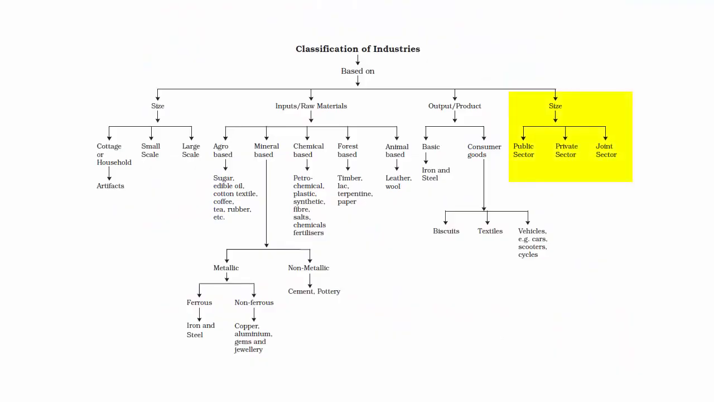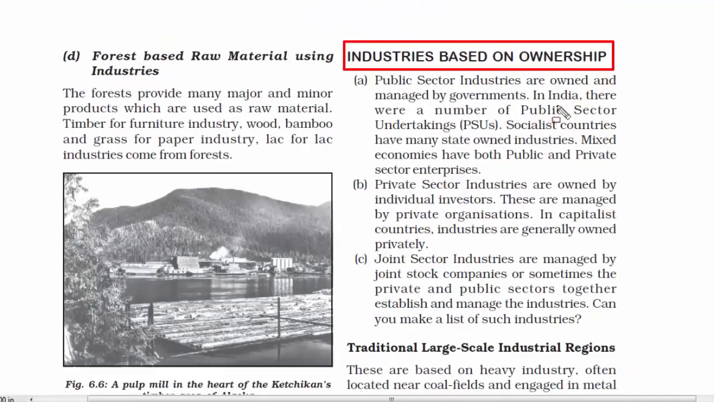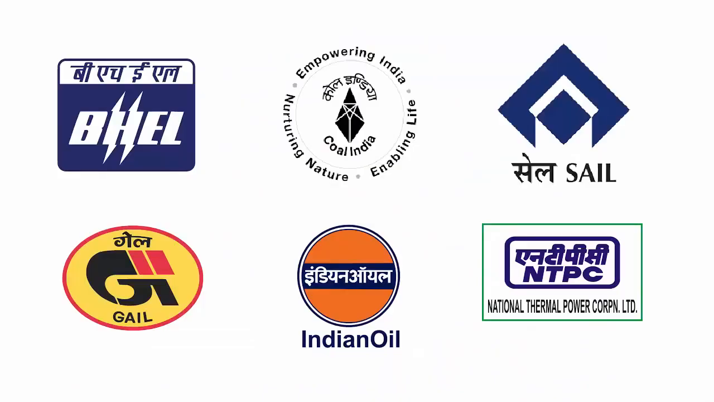Now we have industries based on ownership. The first one is public sector industries. Government is the owner of these industries. They are also known as public sector undertakings. Some examples are BHEL, Bharat Heavy Electricals Limited, then Coal India, then SAIL, that is Steel Authority of India, then GAIL, Gas Authority of India, then we have Indian Oil Corporation, NTPC, etc.